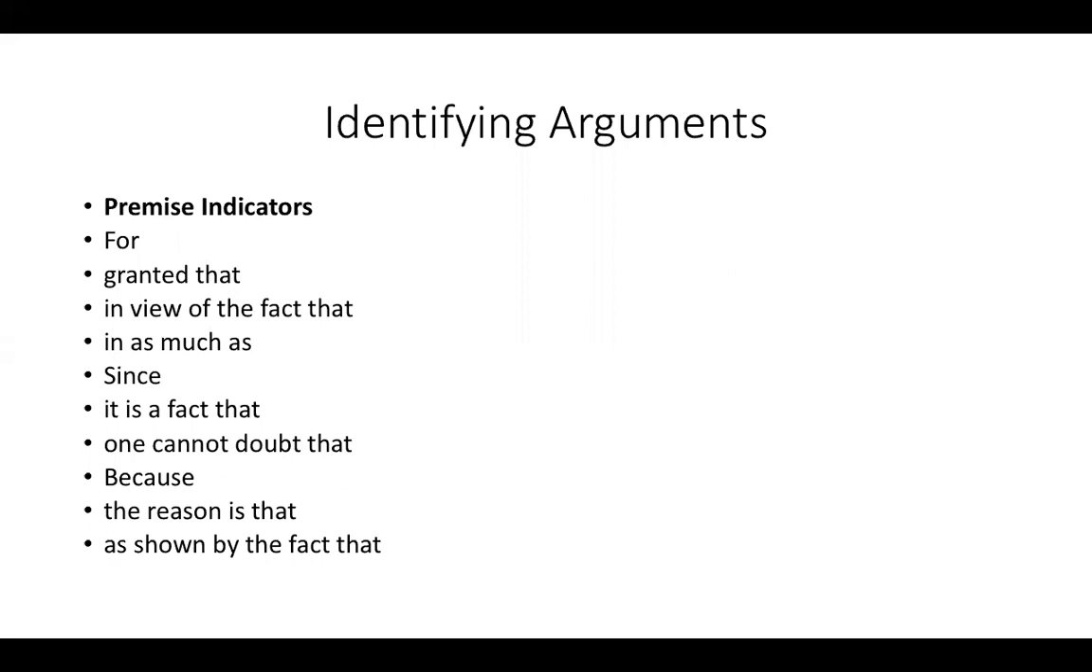And then the same thing goes for the rest of the premise indicators. When you see a sentence beginning with the phrase "one cannot doubt that," or when you see a sentence beginning with "because," or "the reason is." Now, in the case of statements that begin with the phrase "the reason is that," it suggests that the conclusion or the claim came first, and then it will be followed by premises supporting it.